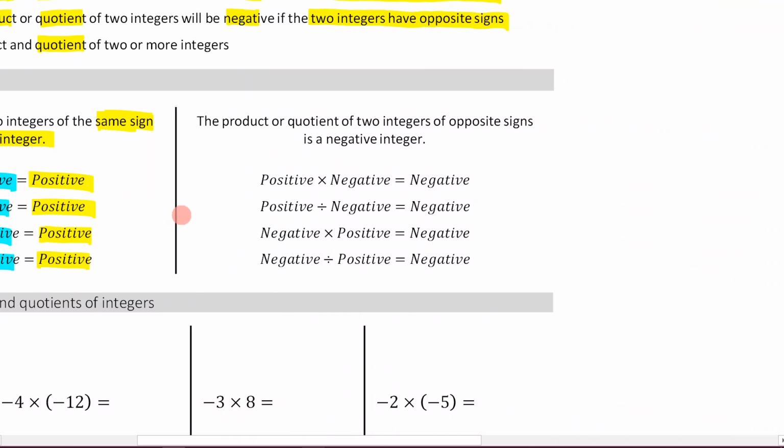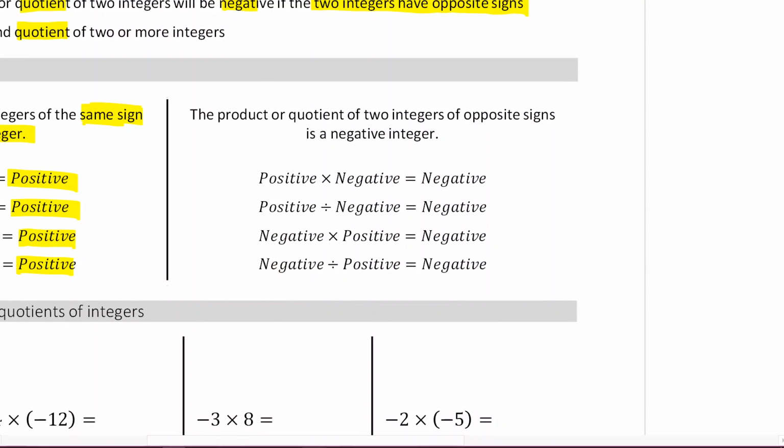When we come to the alternative here, so let's now read this. What this says is that the product or quotient of two integers of opposite signs is a negative integer. So what this means is that if I have a positive times a negative, I get a negative out. If I have a positive divided by a negative, I get a negative out. If I have a negative times a positive, I get a negative out. And if I have a negative divided by a positive, I get a negative out.